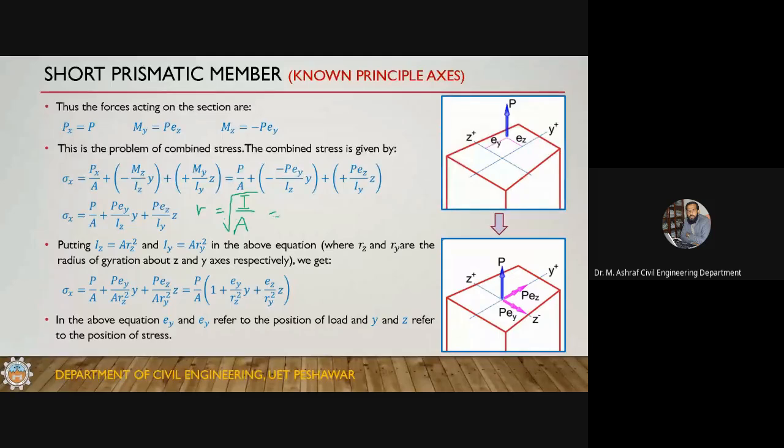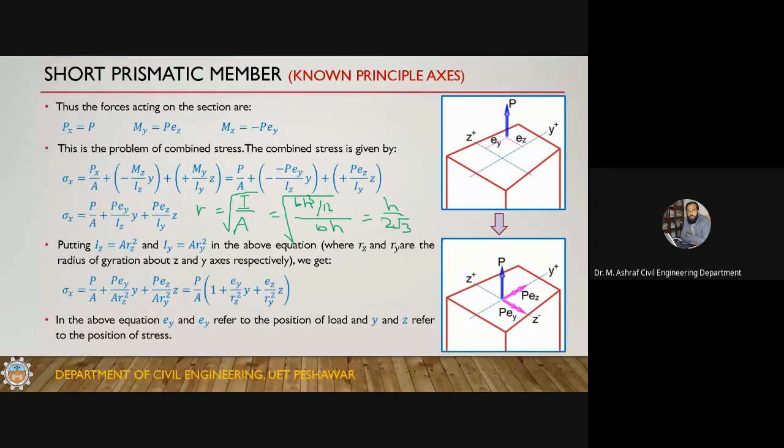For a rectangular section, I we know is equal to BH cube by 12, and the area is BH, under the root. So B will cancel with B, H will cancel with H, so H square will remain. So H divided by the square root of 12, which is 2 root 3. So this is the radius of gyration of a rectangular section. It's just a linear number.